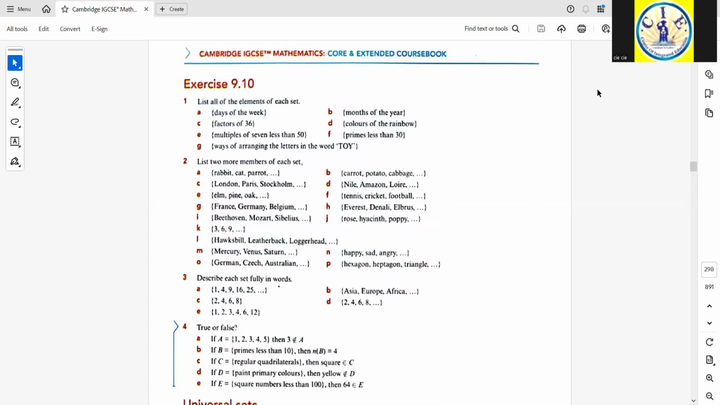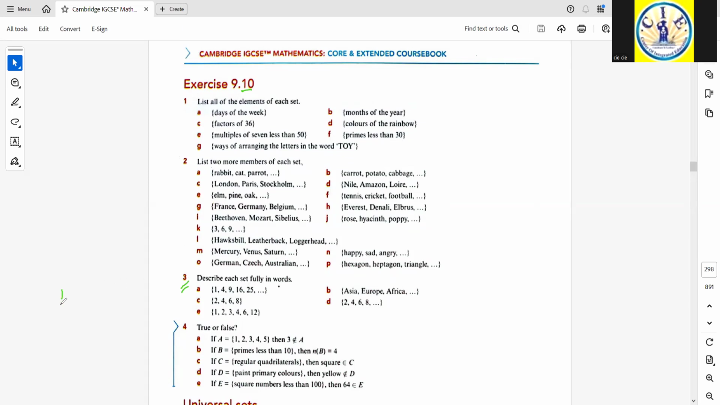This is exercise 9.10, and we are going to solve question number 3. Describe each set fully in words. 1, 4, 9, 16, 25.